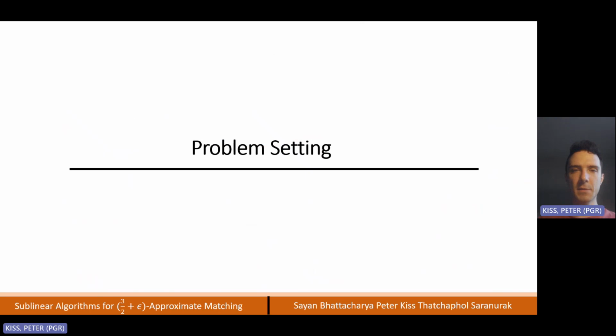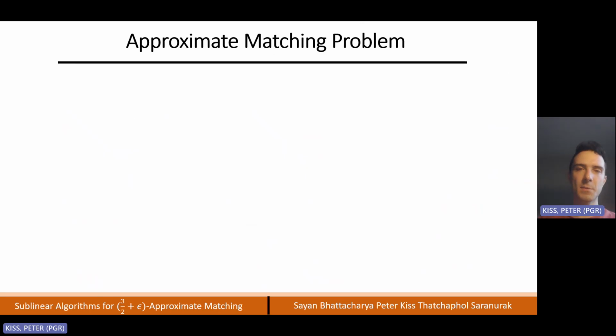So what is the problem setting? We are working on the approximate maximum matching problem. The goal is to find a large matching of G, general graphs, with no restriction to bipartite. Mu of G will stand for the maximum matching size of G throughout the presentation.